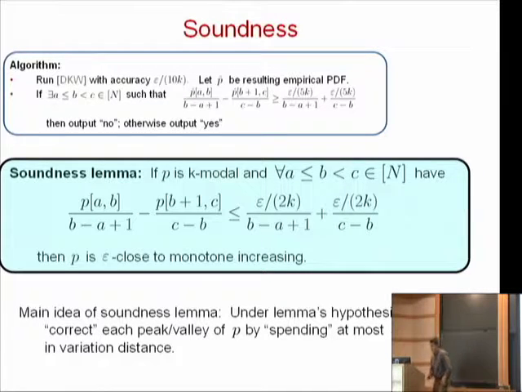The other direction, soundness, is a little more interesting. I guess it relies on this lemma. The lemma essentially says that we have to get k-modality in there somewhere, right? The lemma says that if you are a k-modal distribution, and every 3 points satisfy the opposite inequality, that the difference in the average heights between the two contiguous intervals is upper bounded like this, then in fact your k-modal distribution is going to be epsilon close to monotone increasing.